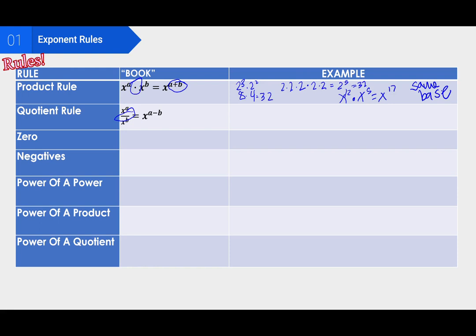Okay, quotient rule. Quotient meaning divide. Let's look at an example. Let's do 3's this time. So 3 to the 4th power over 3 to the 2nd power. Order of operations, again, would say that we'd multiply that out, get 81 and 9. Okay, cool, 9 is my answer.